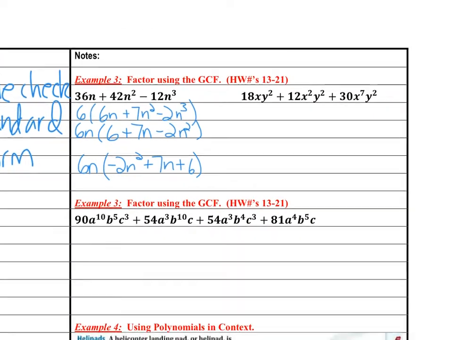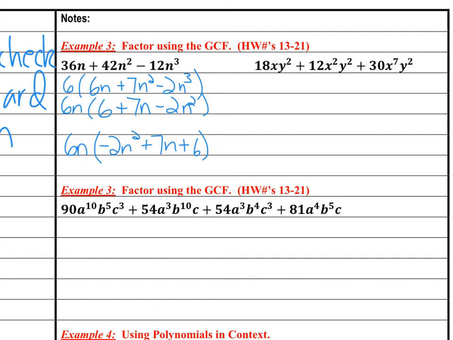If I look at the one next to it, the number they have in common is also 6. So if I take a 6 out, I'm going to have 3xy squared plus 2x squared y squared plus 5x to the 7 y squared. Now I'm looking at what letters they have in common. These all have x's and y's, so I'm going to go one at a time. Let's start with x's. They each have at least one x, so I can take one x out.